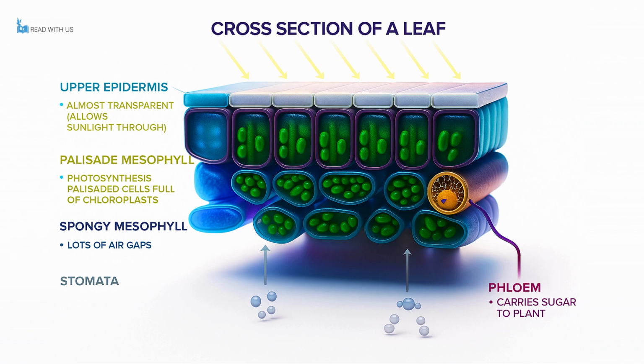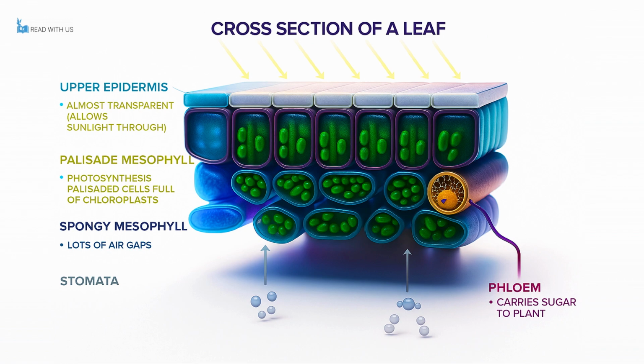Once carbon dioxide passes through these tiny pores, it moves into the spongy mesophyll layer. This layer contains loosely packed cells with large air gaps between them, allowing gases to diffuse efficiently and easily through the tissue. From the spongy mesophyll, the carbon dioxide reaches the palisade mesophyll layer, which is where the majority of photosynthesis actually takes place. Palisade cells are arranged tightly together and are packed full of chloroplasts, the structures that contain chlorophyll and capture light energy.